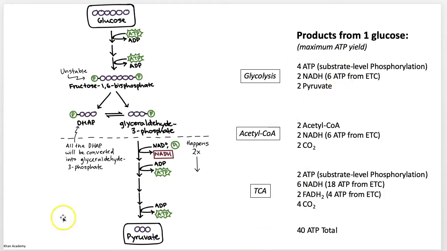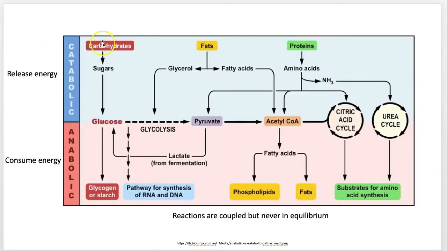Now, if you add up all of these ATPs, it adds up to 40. Now, you will classically see 38 ATP listed as the total that you normally get from this entire process, going from glucose all the way through the citric acid cycle and into the electron transport chain. Why is that?